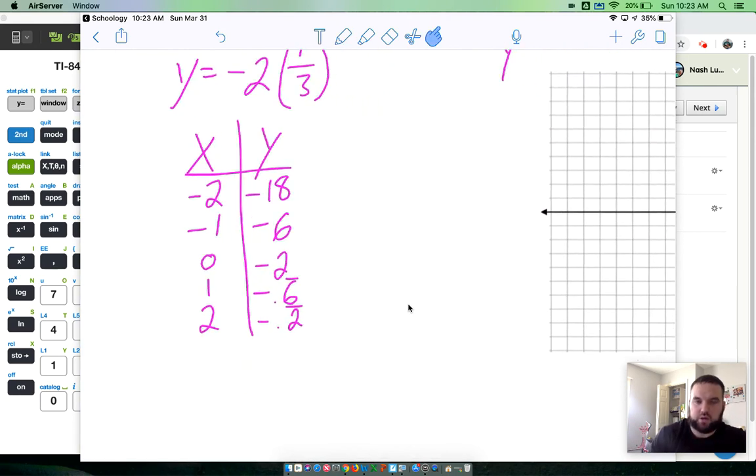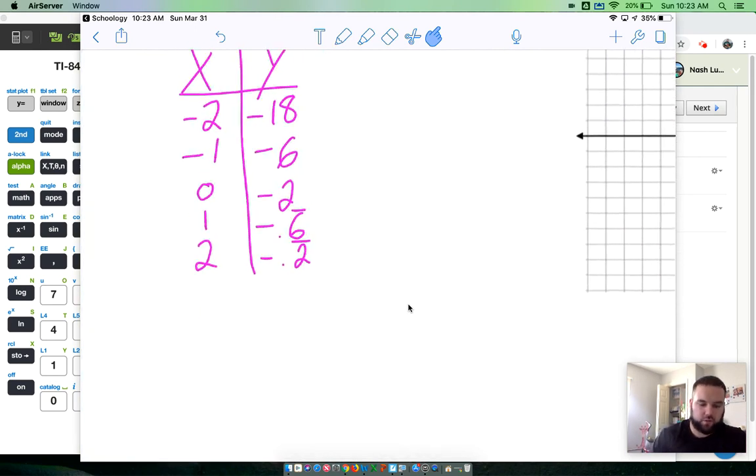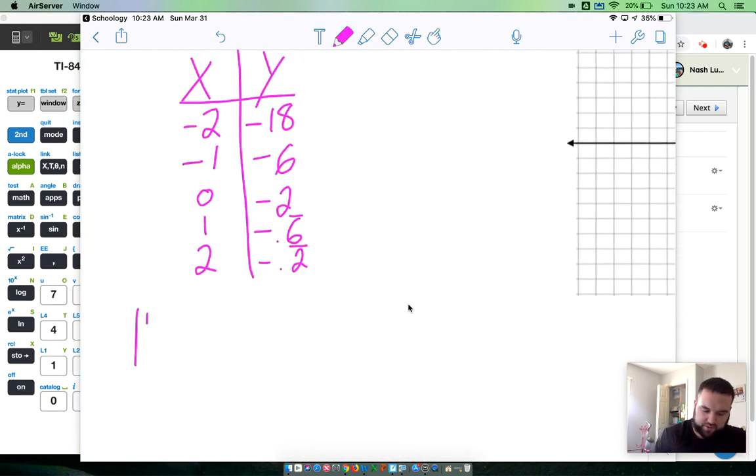Okay, and you can see that those y coordinates are getting smaller and smaller, and they are approaching 0. So what I want to keep in mind is that right now the horizontal asymptote, which is something that we talked about in 7.1, that line that the graph is going to approach but not hit, right now it's at y equals 0. Okay.